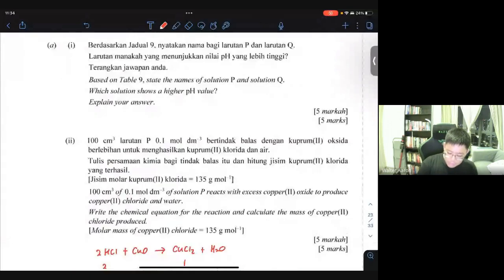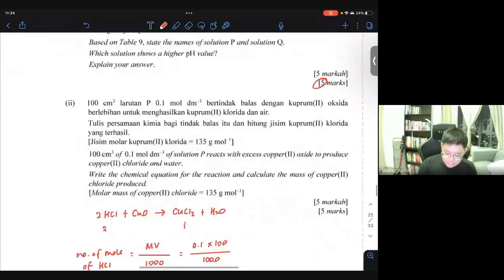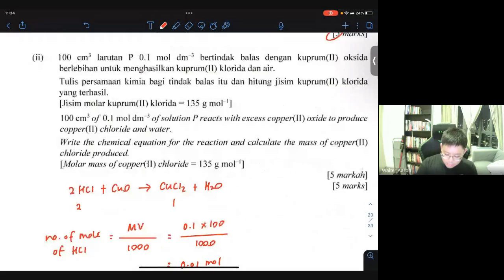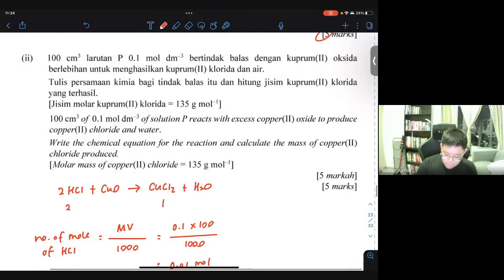So this is done. We got the answer already. Next, they ask you, if I have 100 cm³ of 0.1 mole per dm³ of solution P, if it reacts with excess copper(II) oxide to produce copper(II) chloride and water, you're supposed to write a chemical reaction and calculate the mass of copper(II) chloride produced.